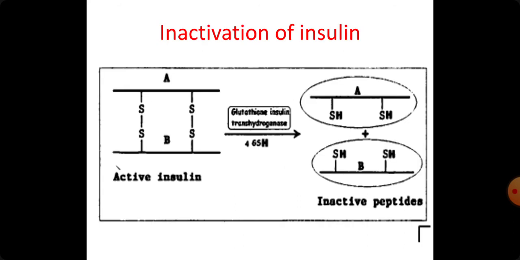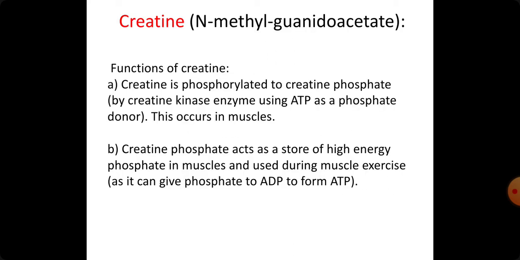So here the action of glutathione on the insulin molecule is shown. On the left side is the active insulin molecule having two disulfide bonds. These two disulfide bonds are broken and sulfhydryl moieties are formed. This converts active insulin into inactive insulin.